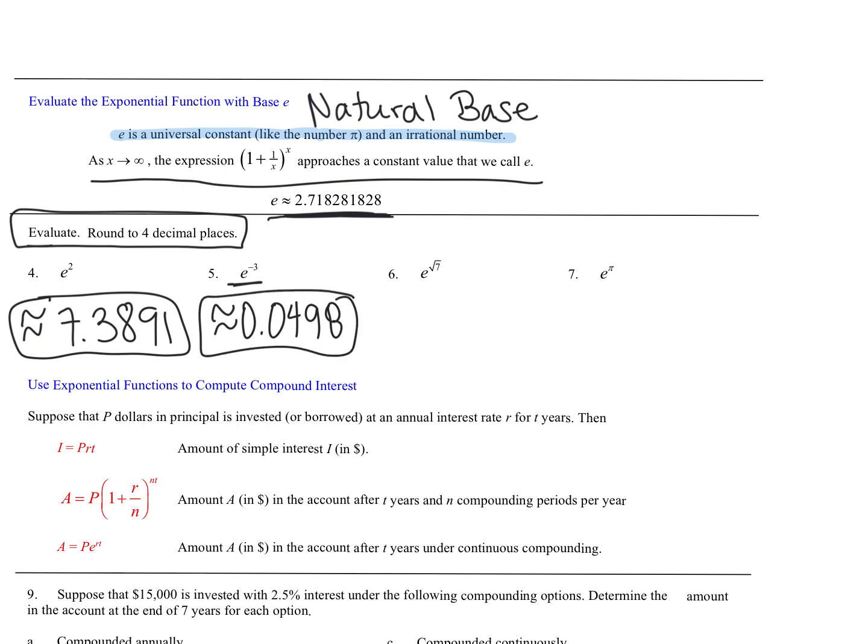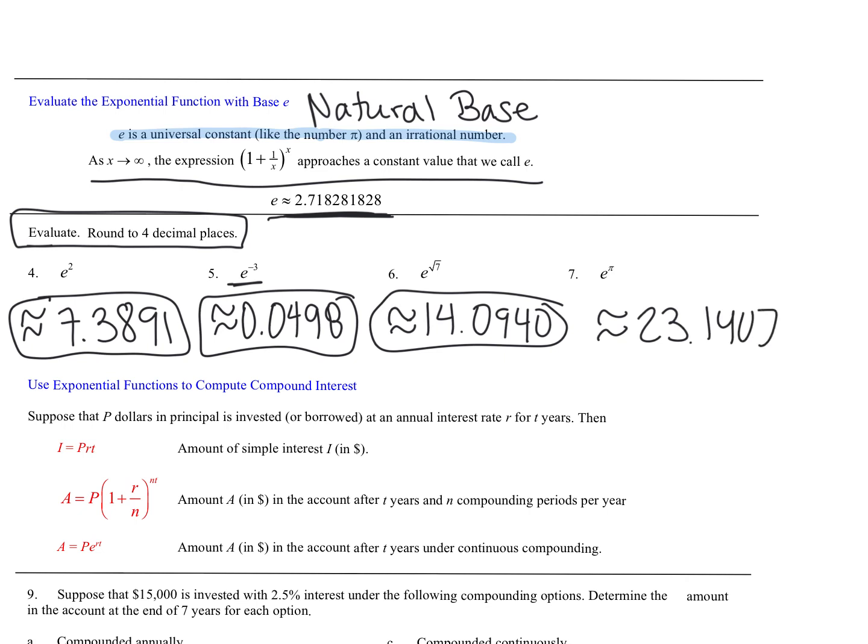When I do e raised to the square root of 7, I get approximately 14.0940. And when I do e to the pi, I get approximately 23.1407.